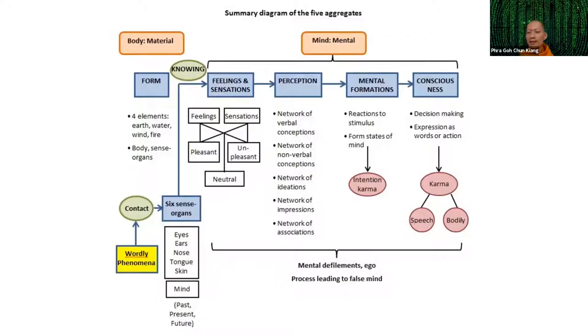Like your electronic device here, it has the four elements. It emits heat, has a certain shape, a certain texture, and so on. So they are made of four elements. So this is form.